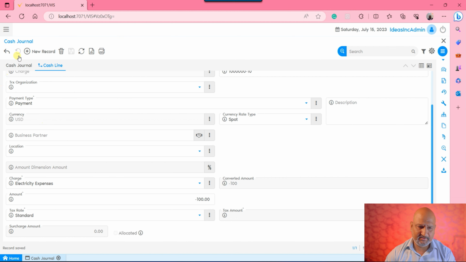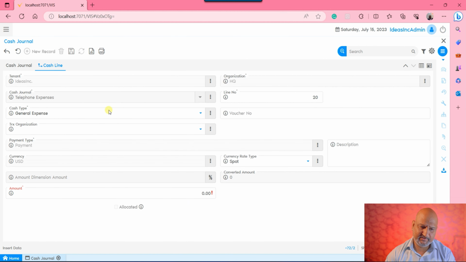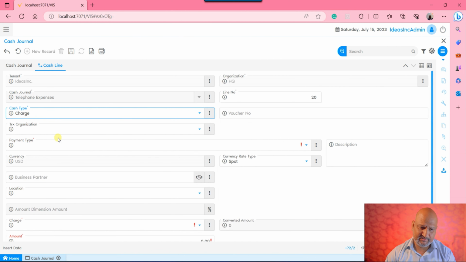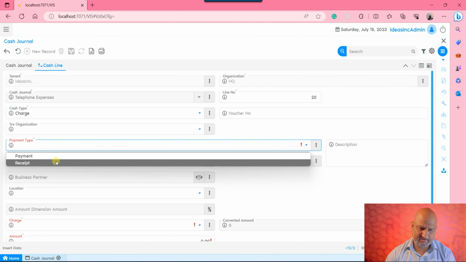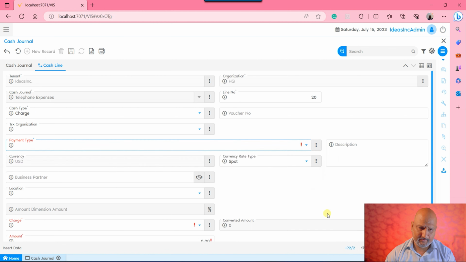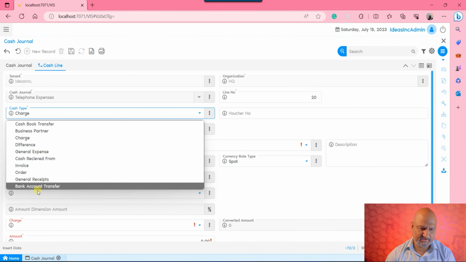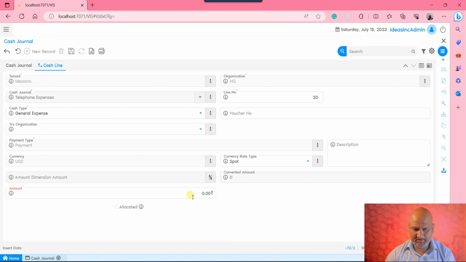On the other side, let's say I want to generate one charge entry, and I will say charge. It is going to be, let's say, general expenses. Okay, not charge, we have already used charge. General expenses, and my expenses of, let's say, $5. So I would select this. There are general receipts, that is of, let's suppose, $10.